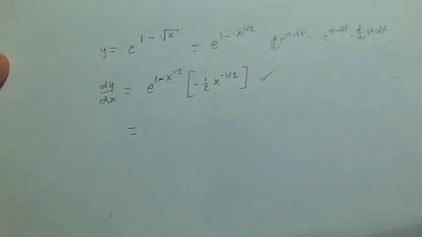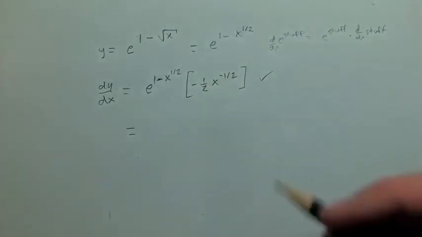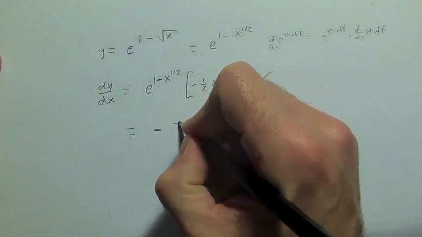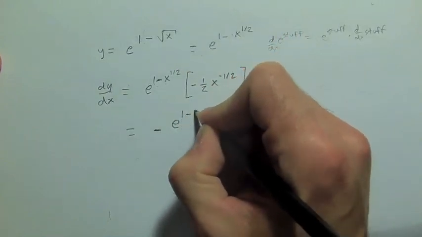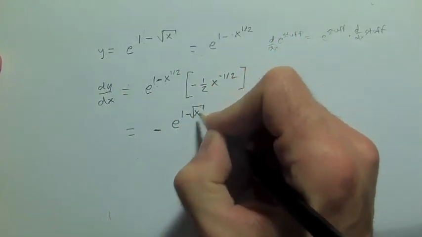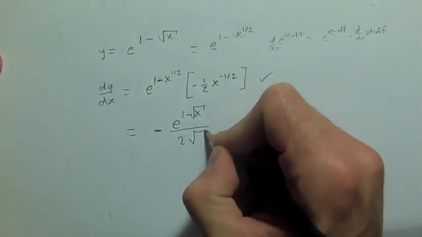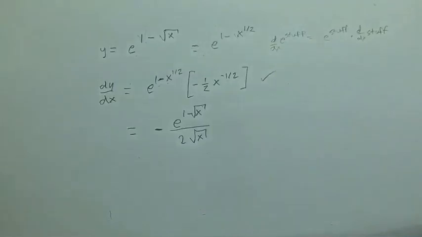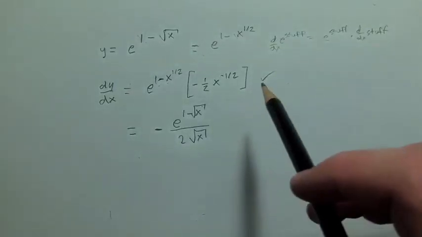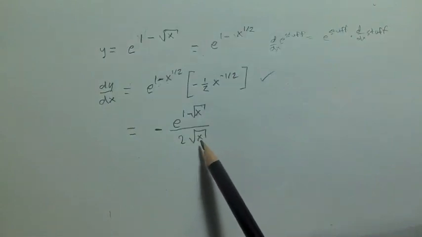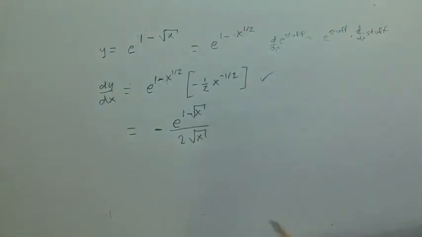But some people prefer you to simplify. And what you could do is say that this is negative e to the 1 minus square root of x all over 2 square root of x. If you were so inclined, but again, I think for now this is good enough for me. But if you're playing with your online homework, it's probably going to want something like this.